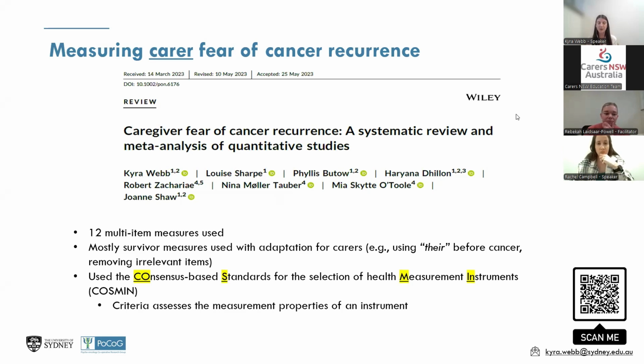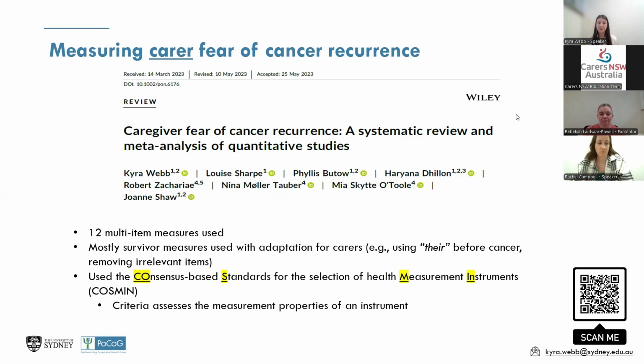And so we conducted a review specifically looking at the measures that are being used, and we found that 12 multi-item measures had been used in previous studies. And what we found was that these were mostly survivor measures used with adaptation for carers, so changing the wording to use "there before cancer" and removing irrelevant items.